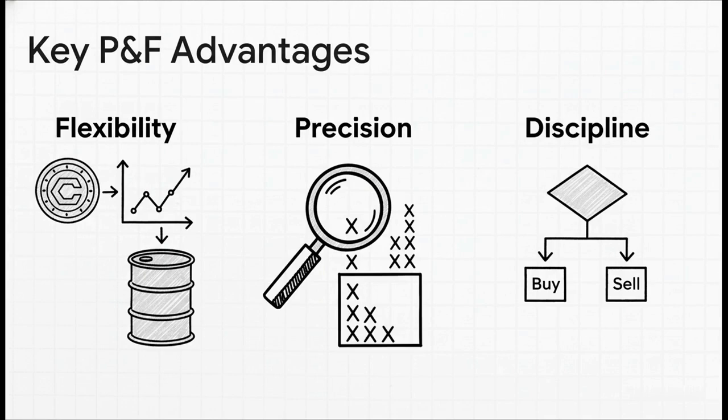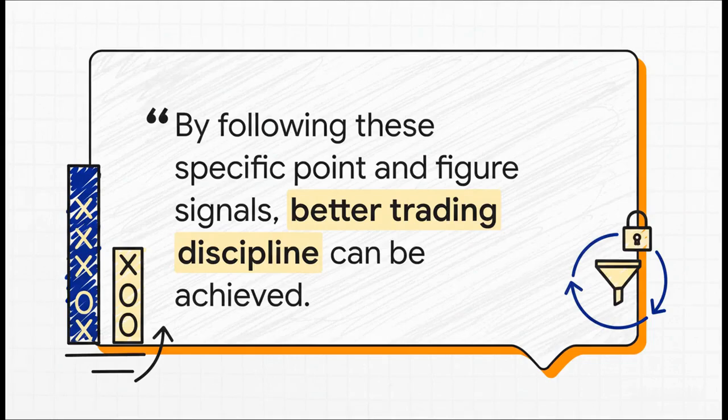A breakout is a breakout. There's very little room for debate. And finally, and this is a big one, that objectivity helps foster discipline. And look, don't just take my word for it. The source material puts it perfectly. By following these specific point and figure signals, better trading discipline can be achieved. When you have clear, unemotional rules for when to get in and when to get out, it helps take all the guesswork and, more importantly, the emotion out of your decisions.